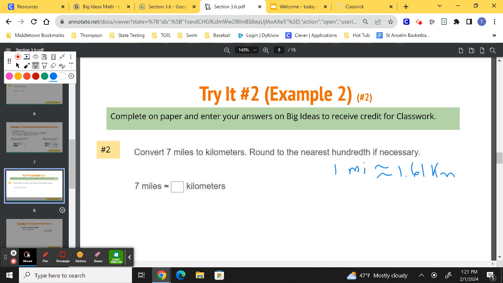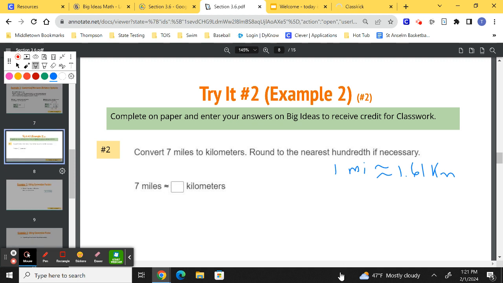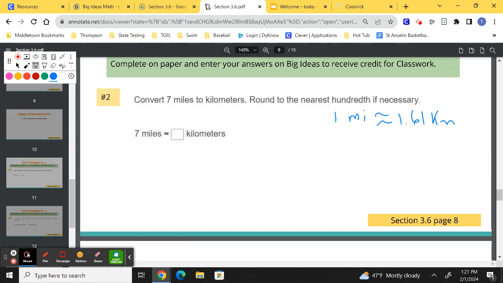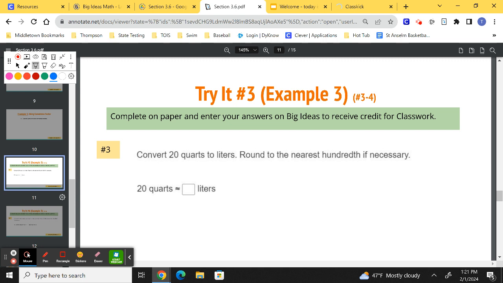Wait, what do we do for the first one? I'll go back to it later. Okay, everyone good? All right, so try it number 3. What do we need to look up? Quarts to liters. All right, so look it up. It's an about sign, and make sure you round.